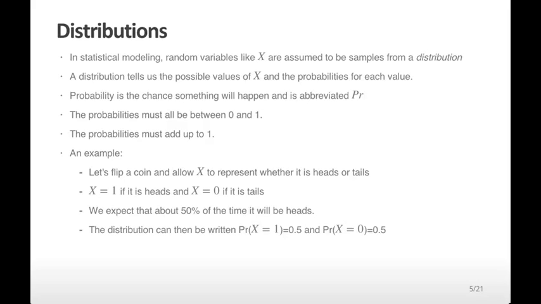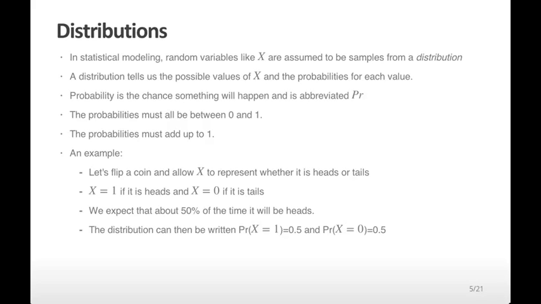In statistical modeling, random variables like capital X are assumed to be samples from a distribution. A distribution tells us the possible values of X and the probabilities for each value. Probability is the chance something will happen, and we will abbreviate it in this class with capital P lowercase r. The probabilities must all be between 0 and 1, and the probabilities must add up to 1 in order for it to be called a distribution.